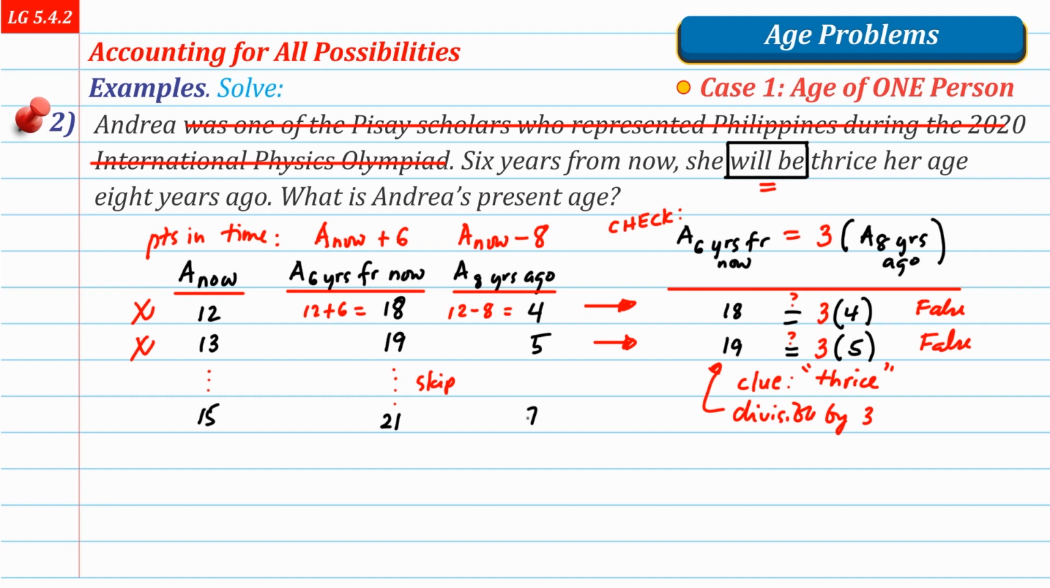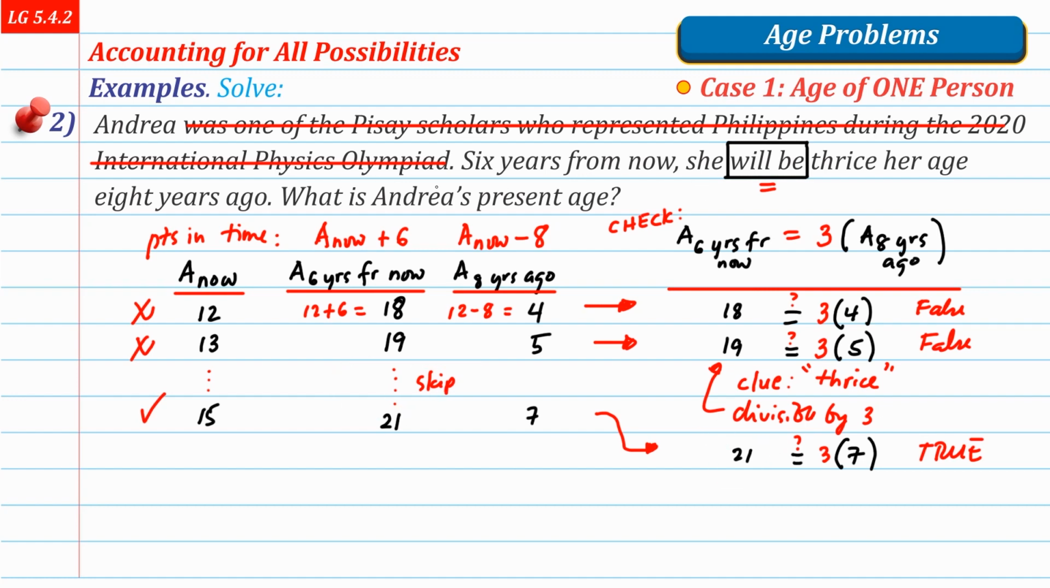Okay, 7. Let's see. Let's check here. 6 years from now, it's 21. Is 21 equal to thrice the age 8 years ago, which is 7? Yes, it's true. Right? This is correct. That is a good clue. You skipped some, right?